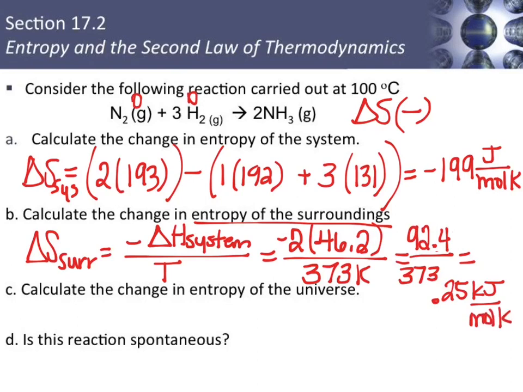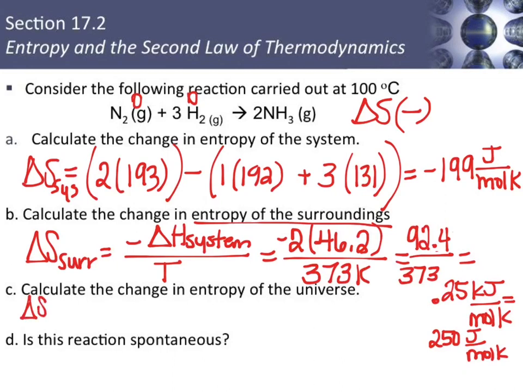So delta S of the surroundings is kilojoules per mole K. Delta S of the system is just joules. But if we want to get the total entropy of the universe, that is equal to system plus surroundings. We need to get one or the other. So I would convert your kilojoules to joules. 250 joules per mole. And you just multiply by that.